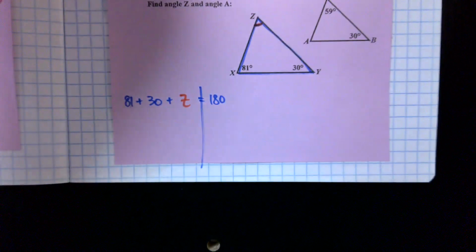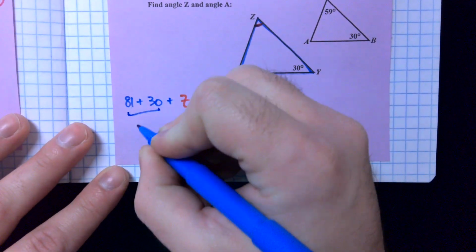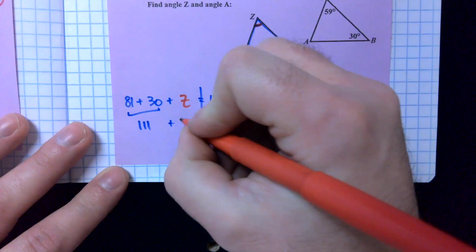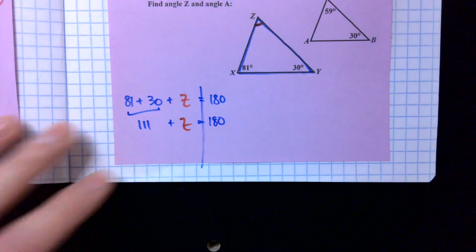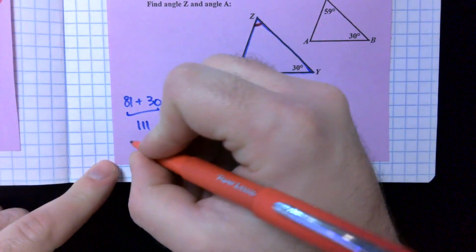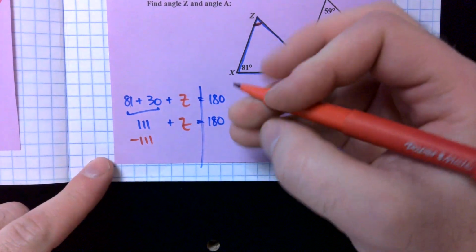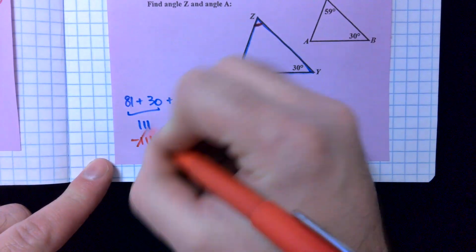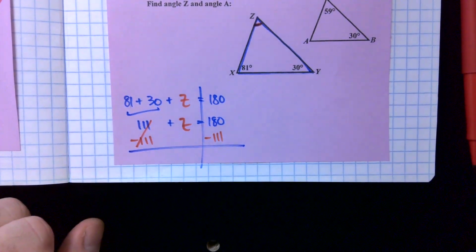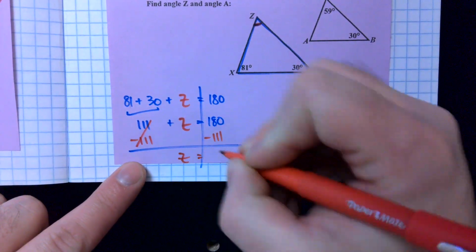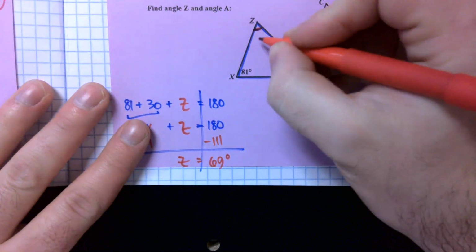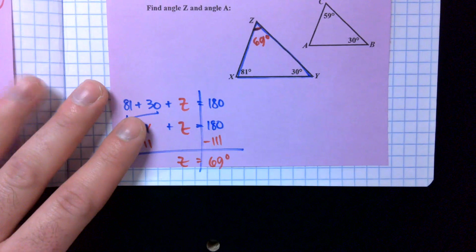What is 81 plus 30? 111, good. 111 plus Z equals 180. What do I want to do with that 111? Subtract 111 on both sides. What is 180 minus 111? 69 degrees. That's going to go right up here with angle Z.